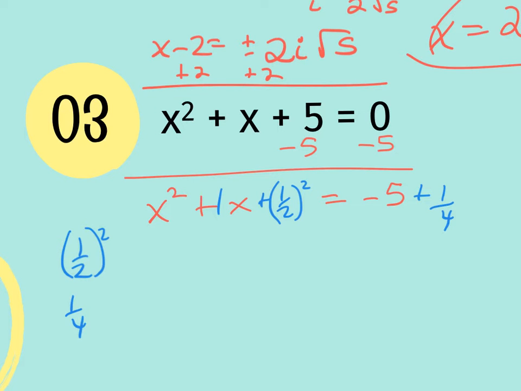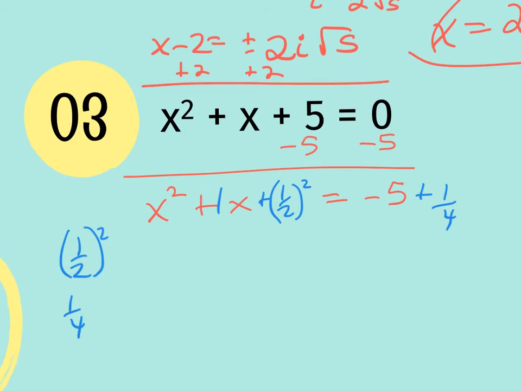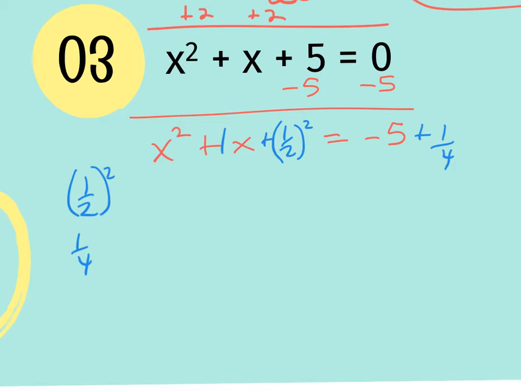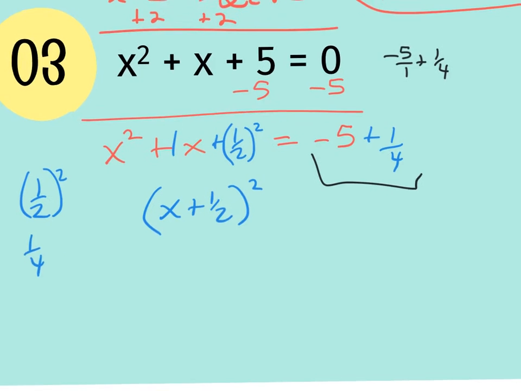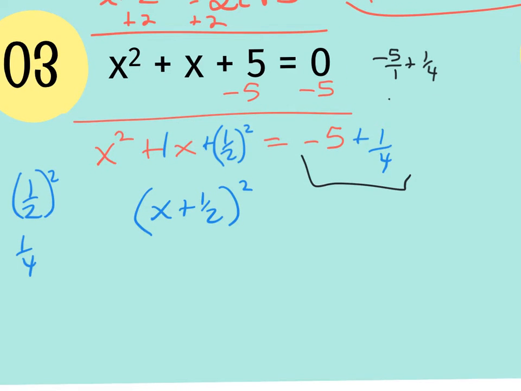It makes my life easier when I go to factor that trinomial, because this will just factor into x plus 1/2 squared. I actually have to do the math here, though. I need to find a common denominator. So my common denominator is going to be 4. So I'm going to change the -5 into a -20 over 4. And then when I add these, I get -19 over 4. So this equals -19 over 4. That's what I got when I added those.